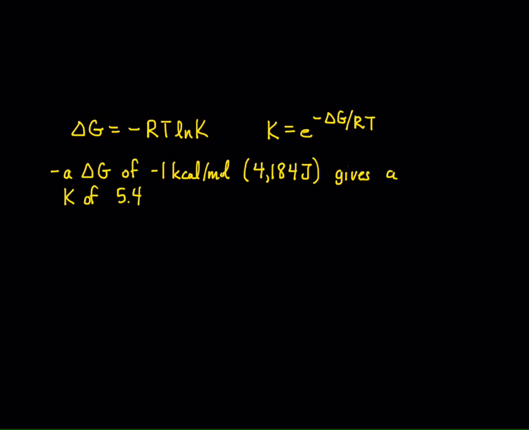Again, what does this mean, right? We often use equilibrium constants, but we have to really understand what it means. So a K of 5.4, remember, is a ratio. It means 5.4 to 1. 5.4 molar concentration of products divided by 1 molar concentration of reactants. So it's a 5.4 to 1 mole ratio.